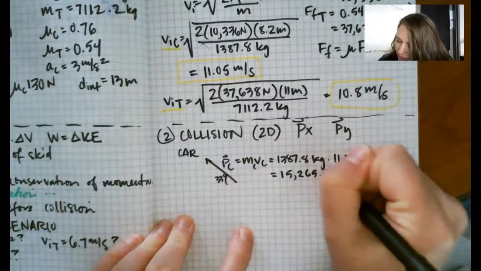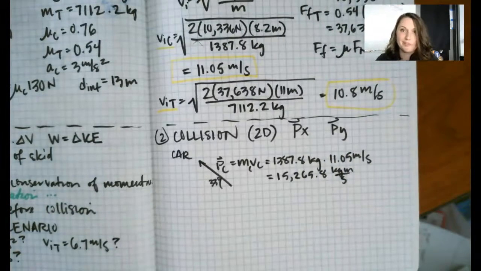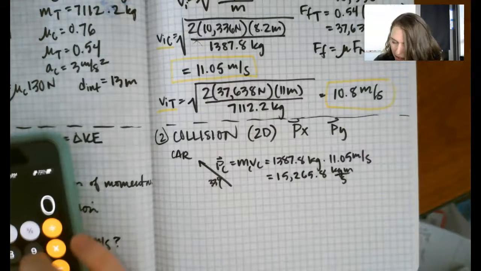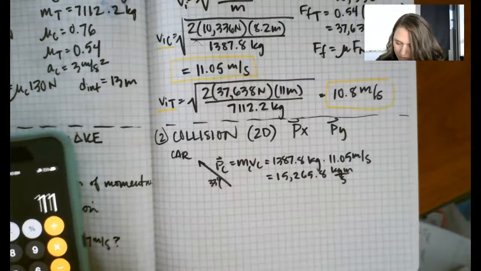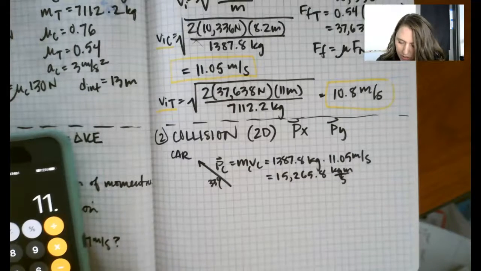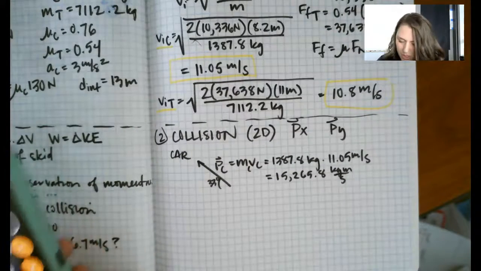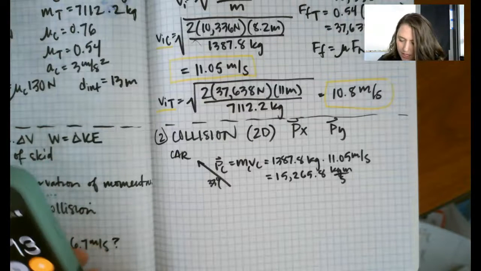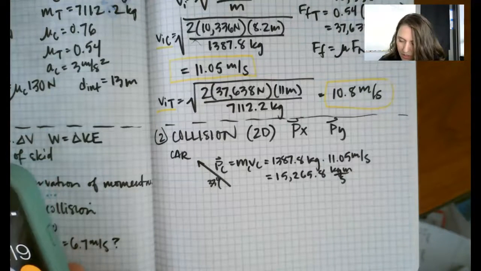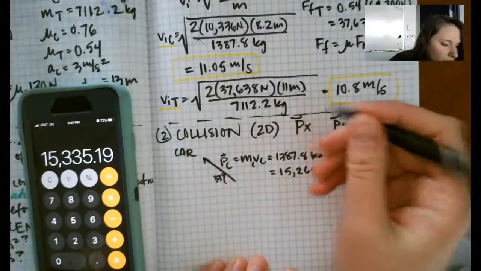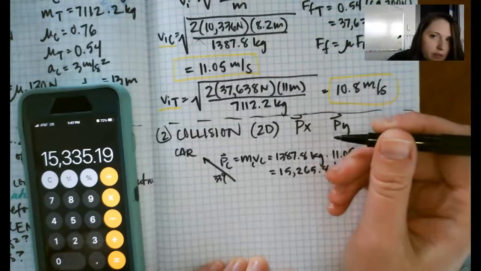15,265? I can't read my own writing, you guys. Kilogram meters per second. I'm going to check it in my calculator just because, like I said, I can't read my own writing. All right, 1387.8 times 11.05. Not 11.5. There we go. Well, I got a different number that time, so let's double check that. 1387.8 times 11.05. Well, I wrote down a different number between the first time I did this problem and the second time. So that always makes you pause and double check your work, which is what I'm doing right now.